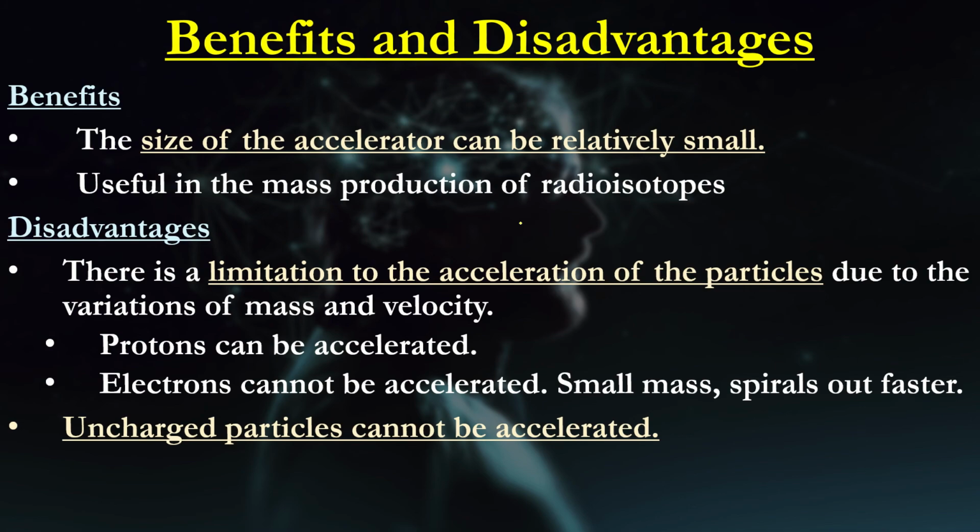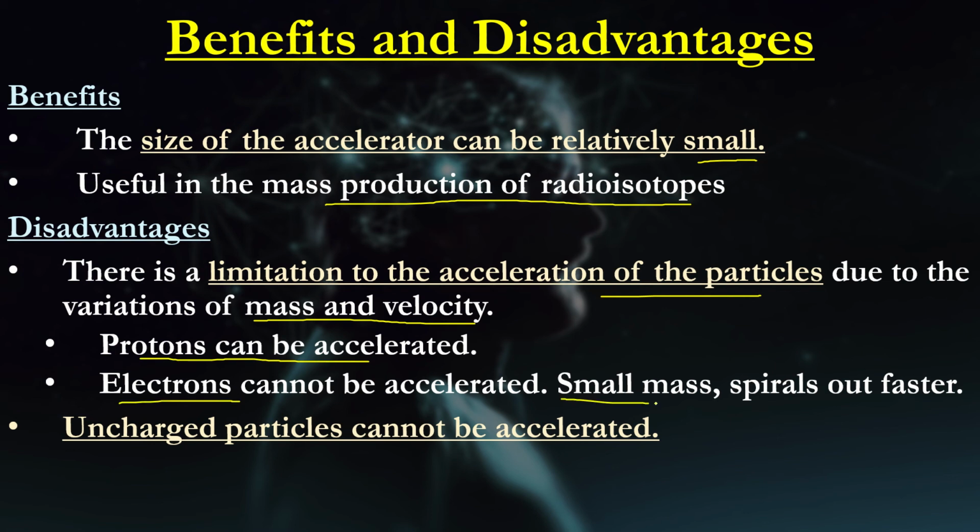In terms of the benefits of this design, it's relatively small, so it's more compact. In general, a lot of medical industries use a cyclotron because it's so small and compact. It's great at generating radioisotopes. The disadvantage of using a cyclotron is the limitation of the acceleration of the particles because of some variations in mass and velocity. So we can use protons in the acceleration, but we don't use electrons.